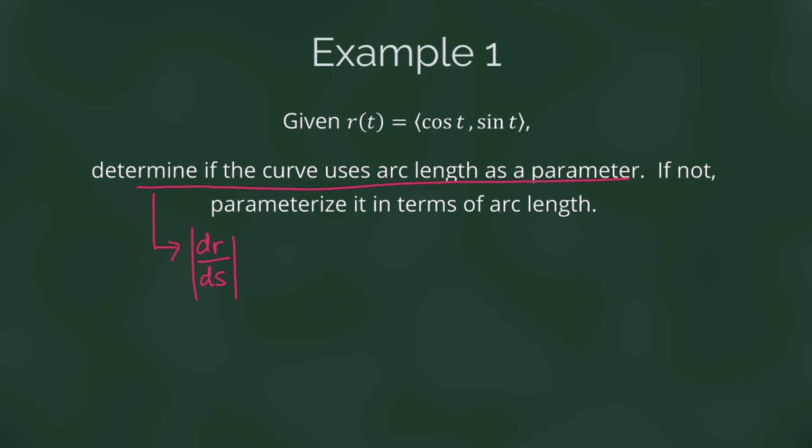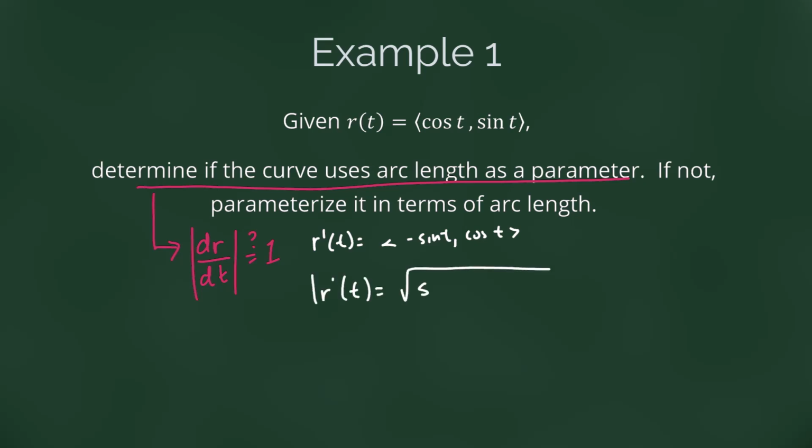This should be dr/dt, not dr/ds, because we don't have an s in there yet. So we're looking at, does this equal 1? So r'(t) is going to be the vector <-sin t, cos t>. The magnitude of r'(t) is the square root of sin²(t) + cos²(t), which we do know is 1. So this is already parameterized using arc length.